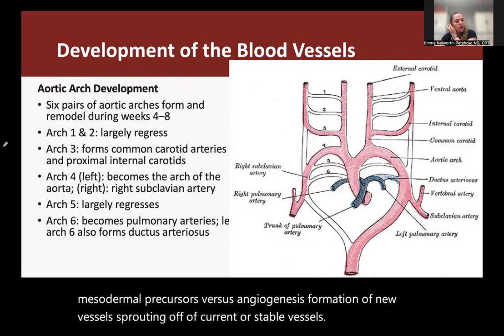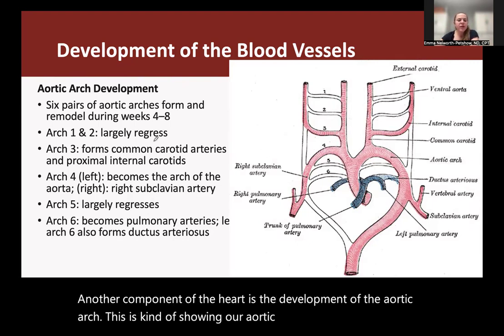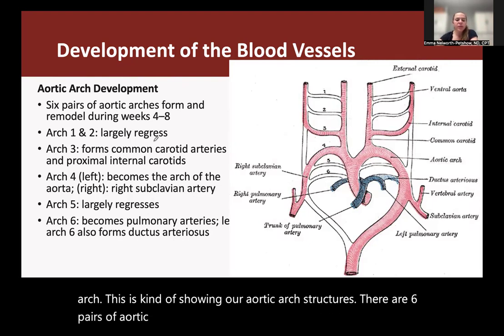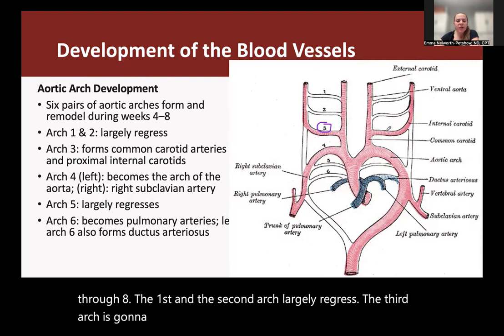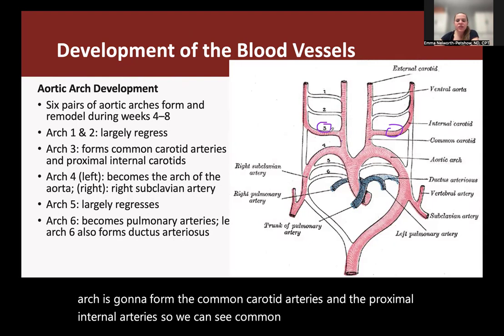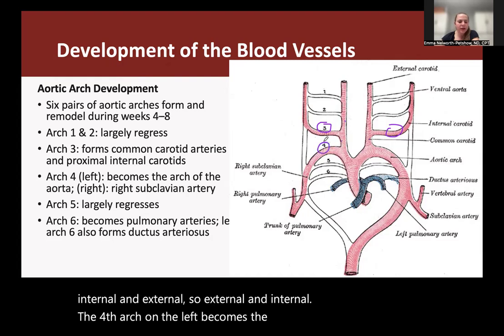Another component of the heart is the development of the aortic arch. So this is kind of showing our aortic arch structures. There are 6 pairs of aortic arches that form and remodel during weeks 4 through 8. The first and the second arch largely regress. The third arch is going to form the common carotid arteries and the proximal internal arteries. So we can see common carotid here, and then our internal and external. The fourth arch on the left becomes the arch of the aorta.